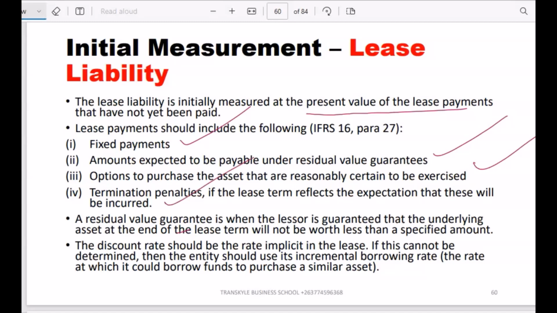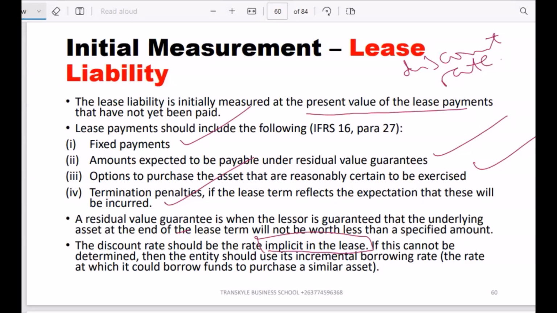Now, when we talk of present value, there should be a discount rate. This discount rate should be the rate implicit in the lease. Now, if this cannot be determined, then the entity should use its incremental borrowing rate, the rate at which it could borrow funds to purchase a similar asset.